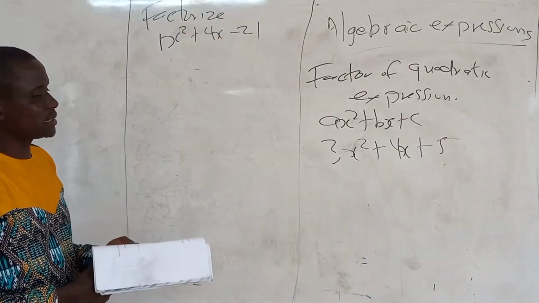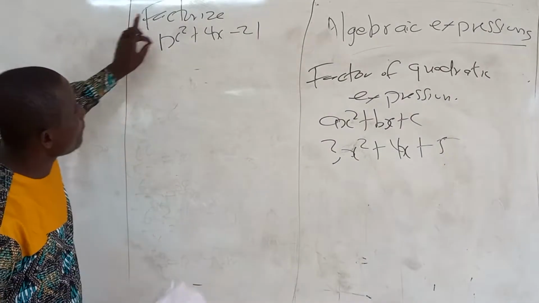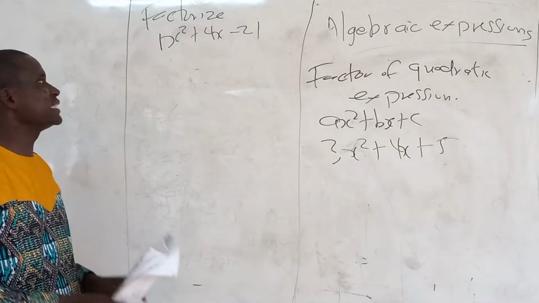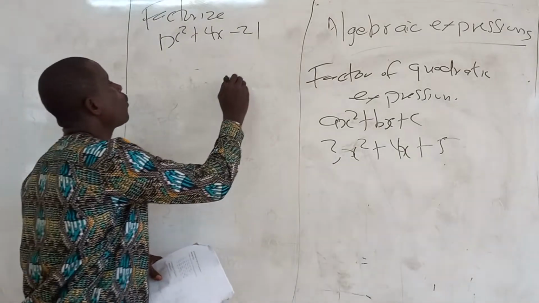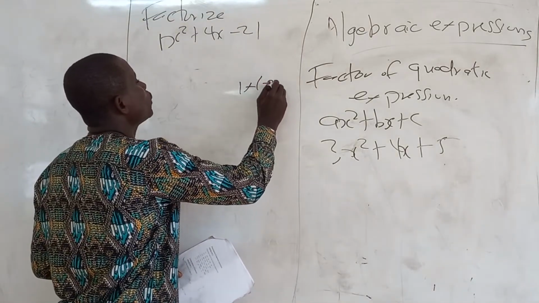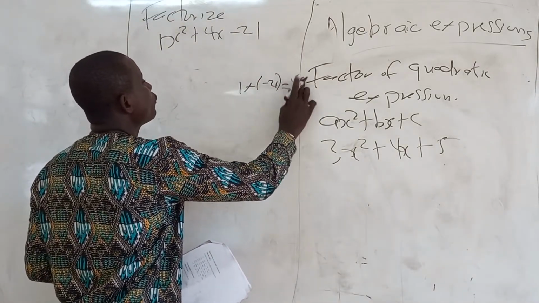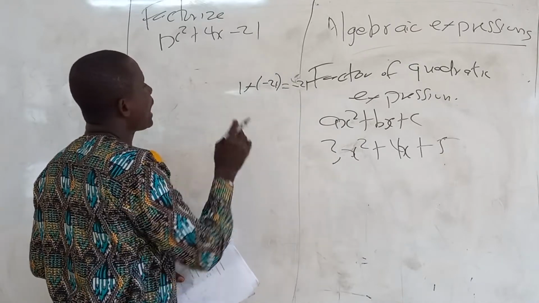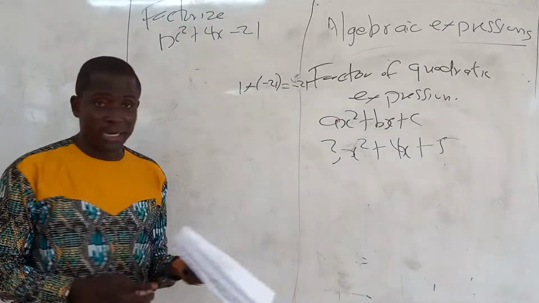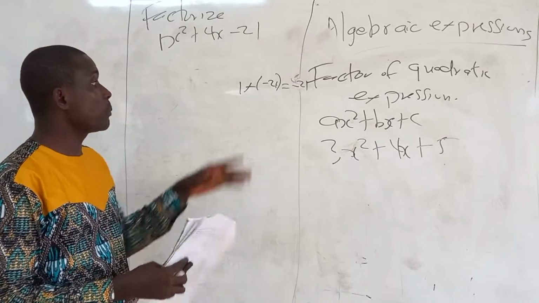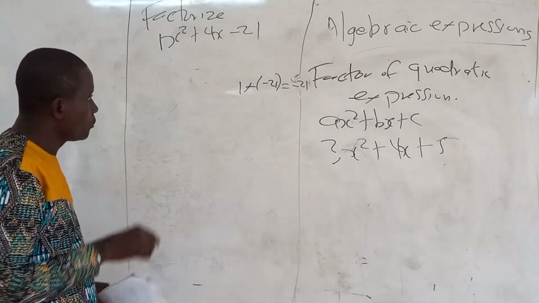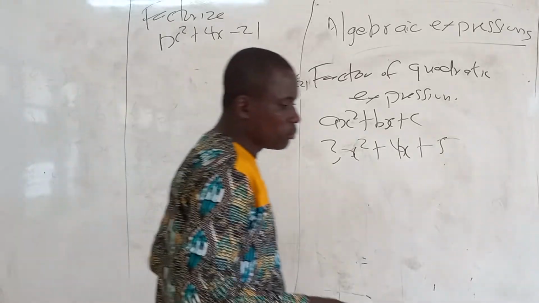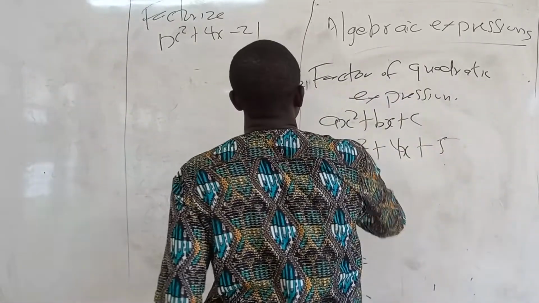So the first step is to multiply a by the c. The first term here by the last term there. So I'm having 1 times negative 21. And that will be negative 21. In fact, I'm interested in the absolute value for now, which is the 21. Now, this is more or less a rough work.